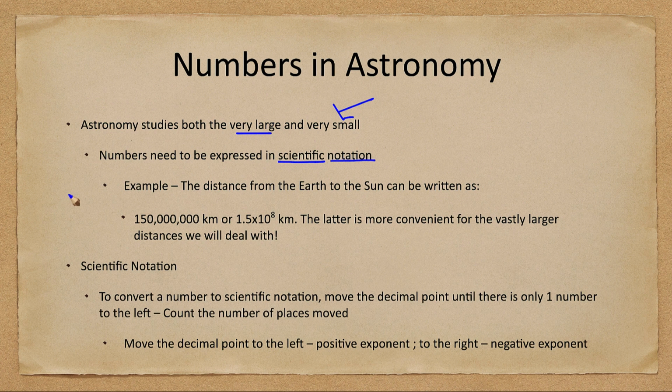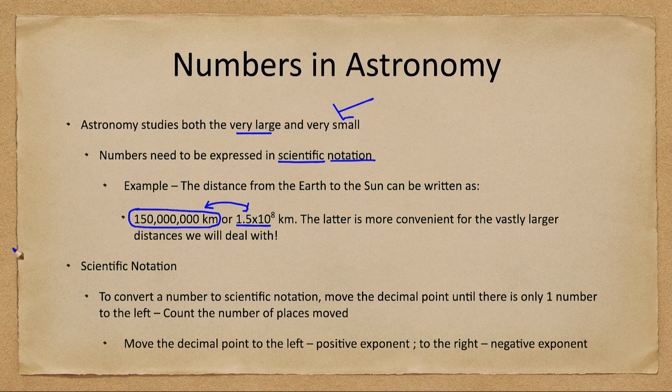Now, why do we need to do this? Well, the Earth and Sun are 150 million kilometers across. And we deal with numbers even far bigger than that. Instead of writing out all of those zeros, we can write this as 1.5 times 10 to the 8th kilometers. Now these two are exactly the same, so they express the same number of kilometers. But it is far more convenient to use the scientific notation version.